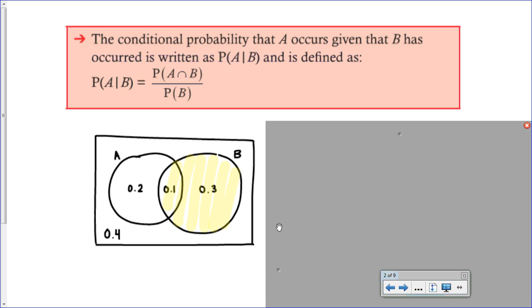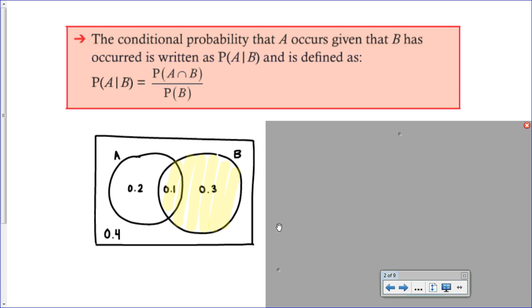Not necessary to use a Venn diagram in these questions, but it's an easy way of understanding it. But here, the total probability adds up to 1. And the probability of just the B circle is the 0.1 region plus the 0.3 region. So the probability of B here is 0.4.